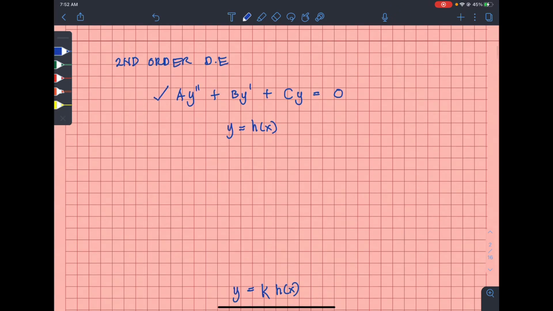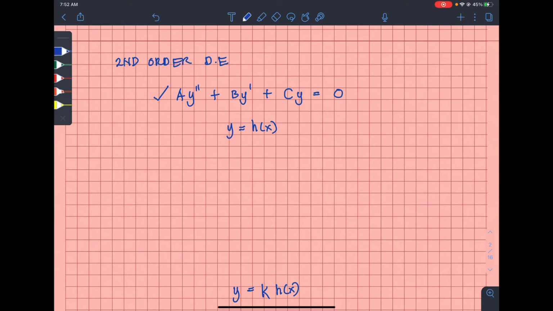So for example, we have a second order differential equation, let's say it has this format: a y double prime plus b y prime plus c y is equal to 0. That is our second order differential equation. And once we are able to prove that a y double prime plus b y prime plus c y is equal to 0, then that is considered to be a solution of the differential equation.